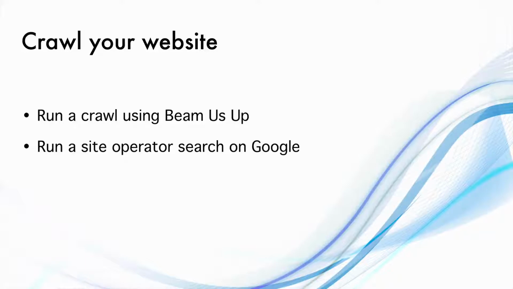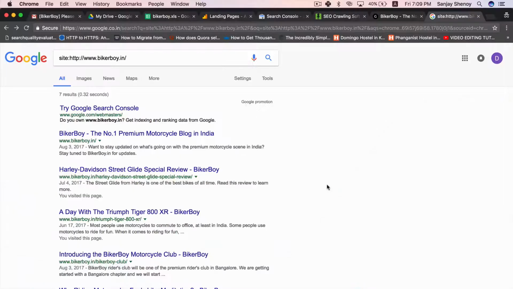So let's just quickly jump into Google and do a site operator search and see what Google has to tell me about my website. So as you can see here, I have done a search operator on Google to see what is happening, and the way you need to do a site operator is site: and your website's full URL. So it'll show you all the pages that have been indexed by Google for your entire website.